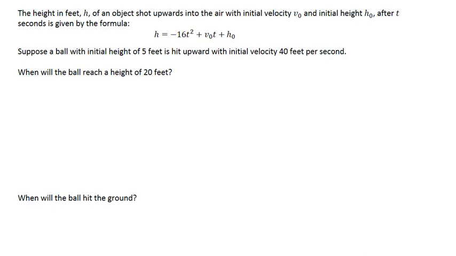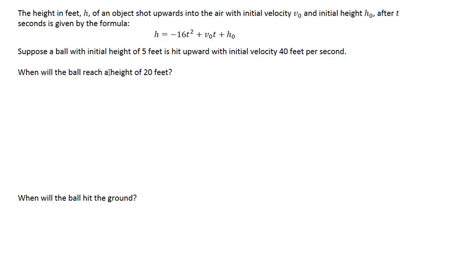The height in feet, h, of an object shot upwards into the air with an initial velocity v0 and initial height h0 after t seconds is given by the formula h is equal to negative 16t squared plus v0t plus h0. Suppose a ball with initial height of 5 feet is hit upward with initial velocity of 40 feet per second. We want to know when will the ball reach a height of 20 feet and when will the ball hit the ground.